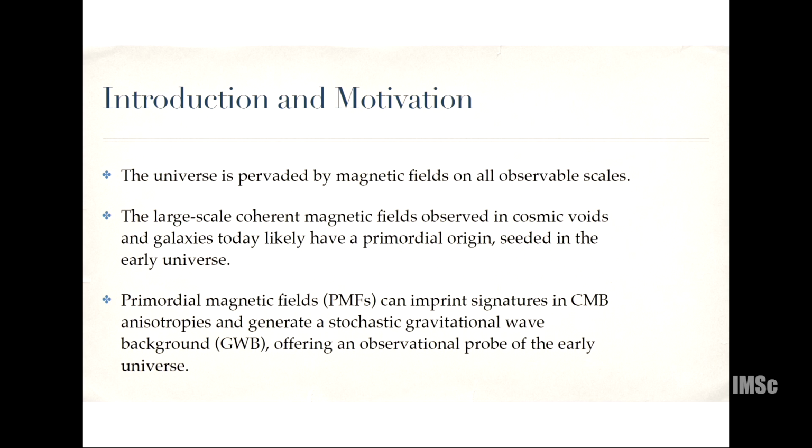So we already know that our universe is fully magnetized at different observable scales, and there are several ways we can indirectly probe this. One of them is the CMB anisotropy. It puts the upper limit of the magnetic field at around 10 to the minus 9 Gauss, whereas gamma ray observation puts the lower limit at around 10 to the minus 18 Gauss. So the question is how this magnetic field originated.